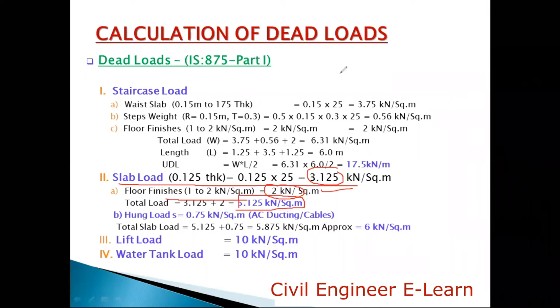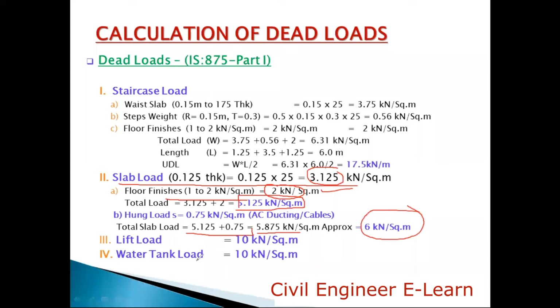In addition to this, we also have hung loads. Hung loads mean the loads due to AC ducting, cabling, the false ceiling, all these loads. All these loads we can consider around 0.75 kN per square meters. So 5.125 and then 0.75 kN per square meters, whose weight would be around 5.875, approximately 6 kN per square meters. Approximately 6 kN per square meters would be the load to be applied on a slab, which is including hung loads.